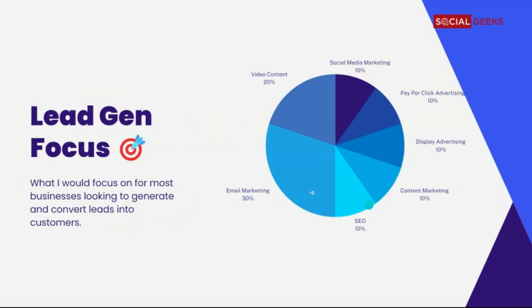Now, if that works, fantastic. The next step would be to run some ads, display ads or pay-per-click ads, promoting the content and the video on social media, and then feeding people into your email funnel.